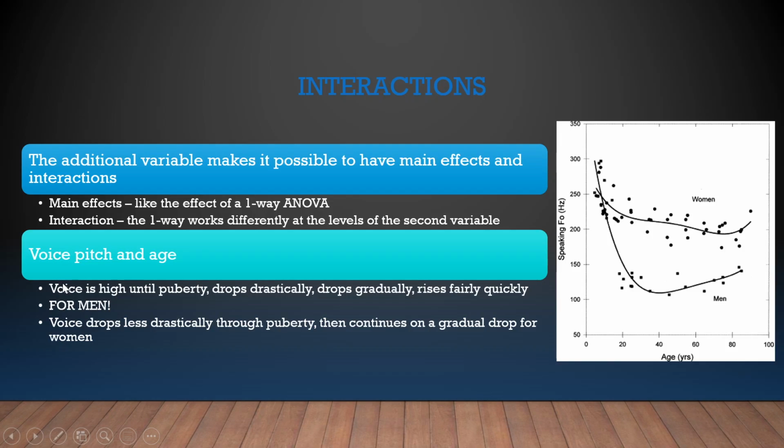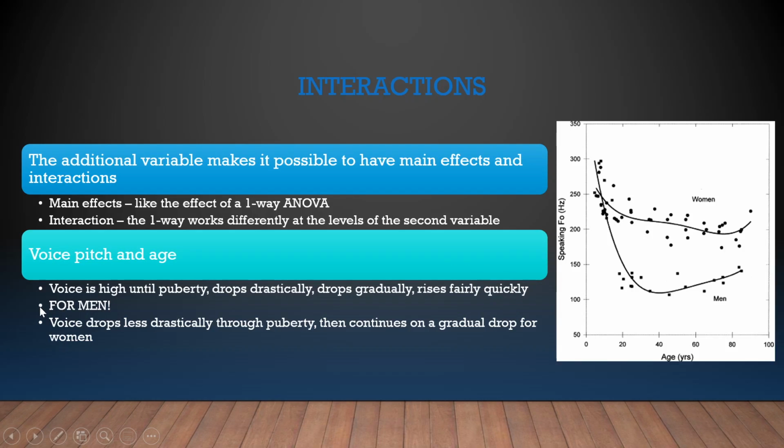Voice starts high until puberty. Then it drops really drastically. And then it continues to drop gradually before rising fairly quickly. That's what voice does. For men, anyway. So first what we've got here, we've just got a variable of time or age. So this is child, adolescence, adulthood, and elderly, or advanced age right here.